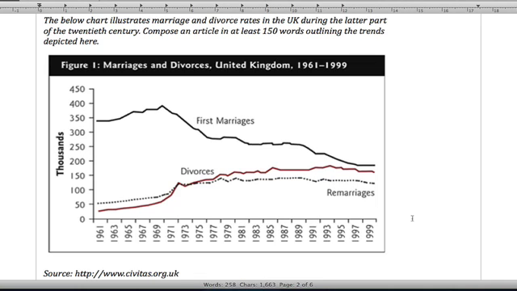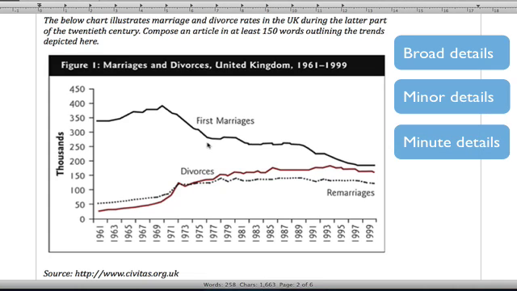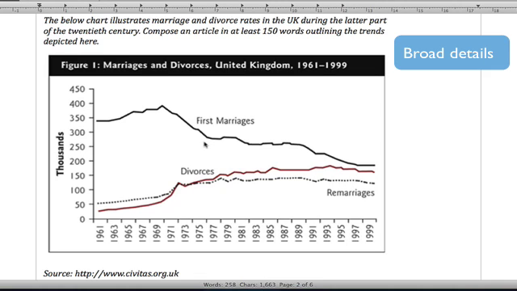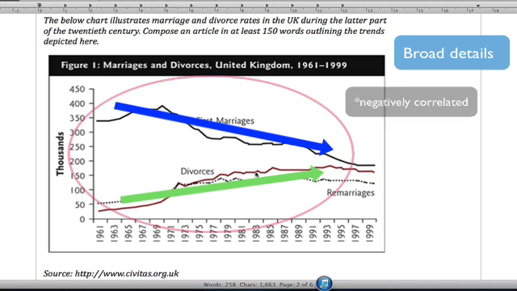Okay, so we must now mentally categorize this data into broad details, minor details, and minute details, and then decide how we are going to arrange these details into a logical response. So, broadly speaking, all trends are of a varying nature, with first marriage rates moving in an inconsistent but general downward direction during the period in question, and divorce and remarriage rates show modest but also inconsistent increase.